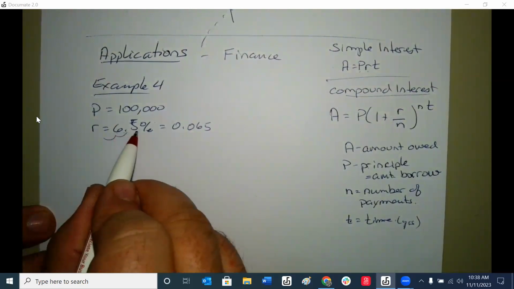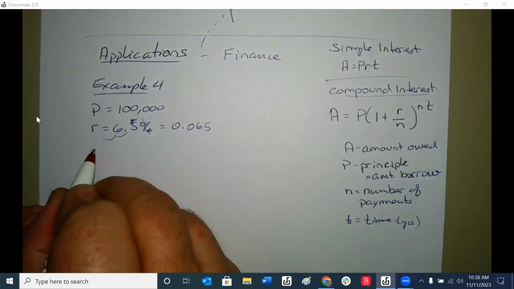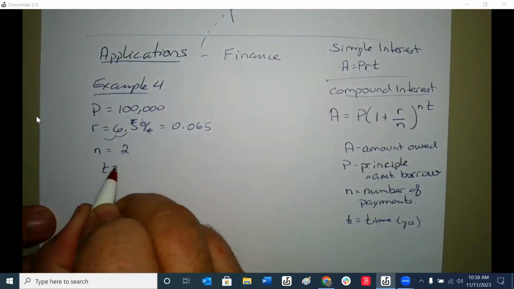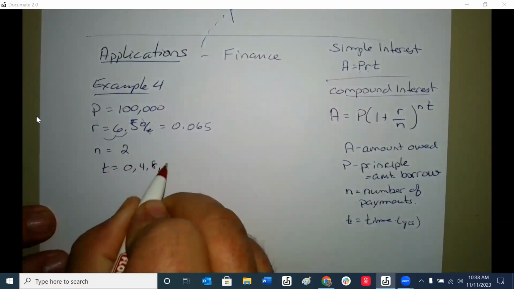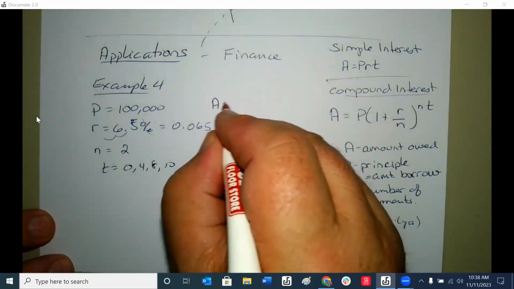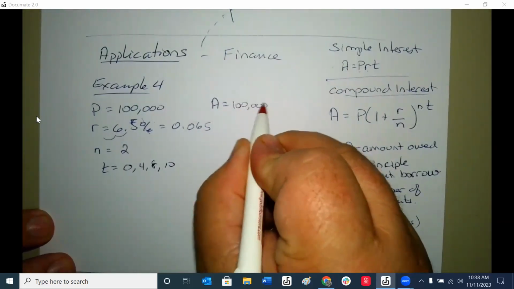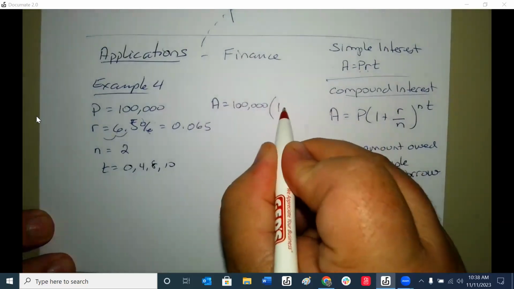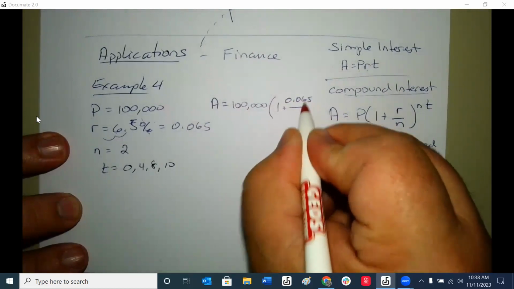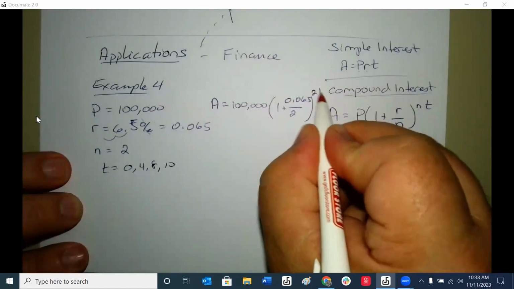So 6.5%, drop this and move it 2 to the left is 0.065. N is 2 and T is 0, 4, 8, 10. So how much you'll pay back is with this formula: 100,000 times 1 plus the rate, 0.065 over 2, to the power 2 times t.